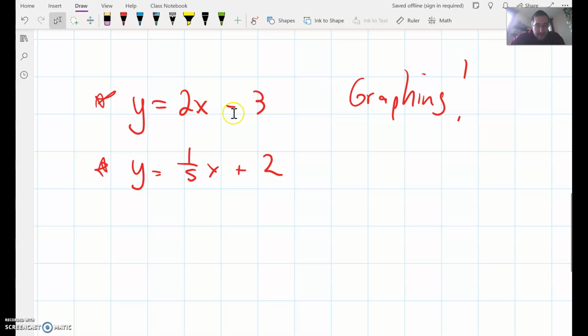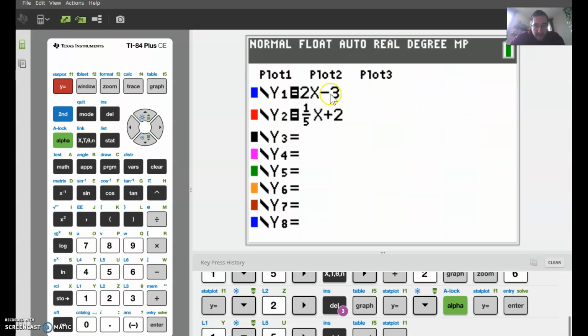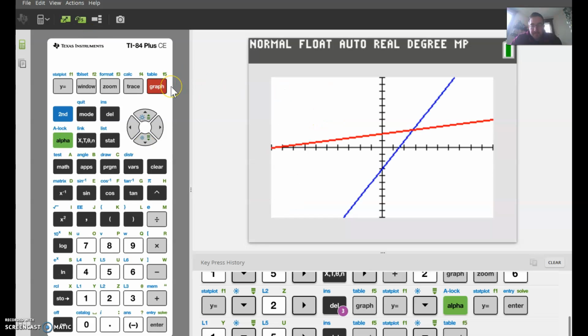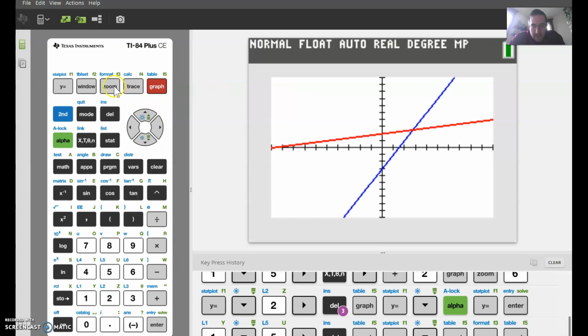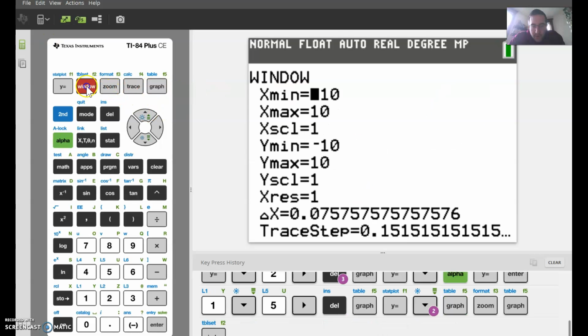So I plug those in, 2x minus 3, 1/5 x plus 2, they're in there. You put one of them into y1, one of them into y2, you hit graph. You see your intersection point. If you need to adjust your window or anything, or your zoom, I wouldn't do this. I'd never tell students to go zoom and then press number 2 for zoom in or number 3 for zoom out. That looks horrible. What I would rather you do is go to your window.